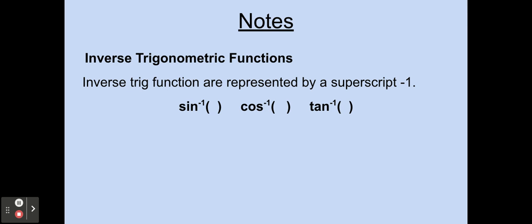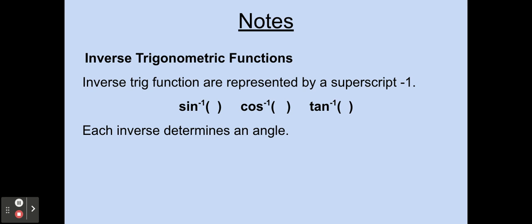To make a note, since sine of theta is opposite over hypotenuse, inverse sine should be the angle. So if sine of theta is the ratio, inverse sine of the ratio should be an angle. So all these inverses produce angles.